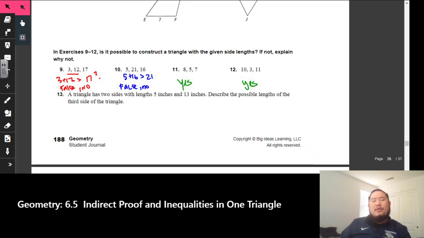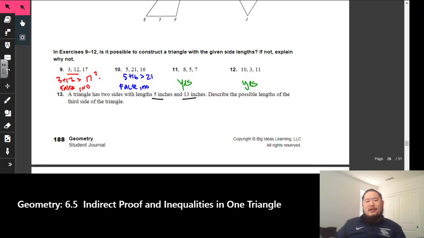Let's take a look at number 13. Last problem. A triangle has two sides with lengths 5 inches and 13 inches. All right, so this is a very good problem. So make sure you know how to do this. We're trying to find all the different possible lengths of the third side. It's pretty easy to do, okay? Now, first off, make sure that the units of measure are the same. That's how they can kind of trick you in this question.